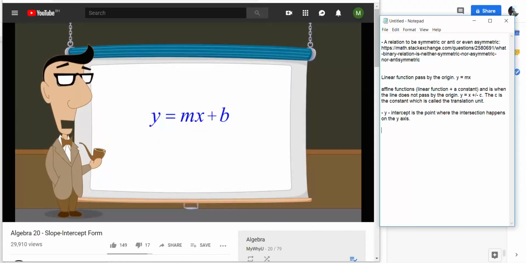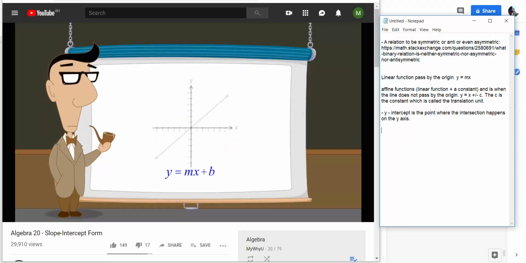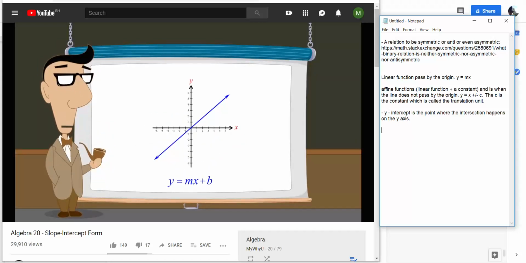Because the constants m and b determine the slope and y-intercept, this form of the equation of a line is called the slope-intercept form. And any non-vertical line can be described by this equation.